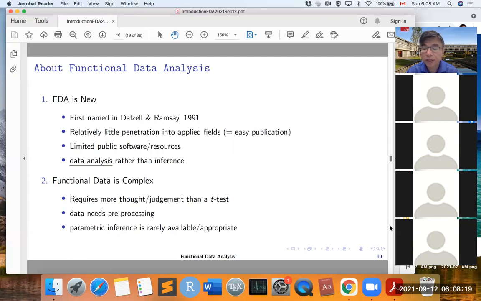At the same time, functional data is pretty complex because the trend is complex, and we cannot make a parametric assumption on the curve functions. The data typically also require pre-processing. First, we have to transform the data from discrete data to a continuous function. And parametric inference is rarely available for functional data.